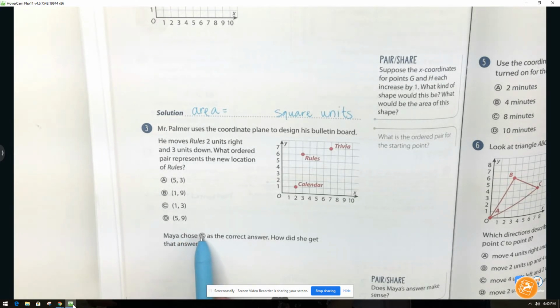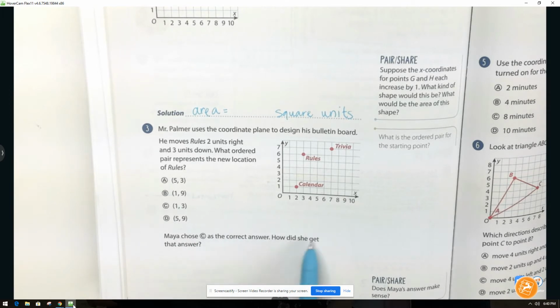Now, Maya chose C as her correct answer. How did she get that answer? If she's correct, just tell me why she's correct. If she's not correct, then you need to tell me what Maya may have done wrong.